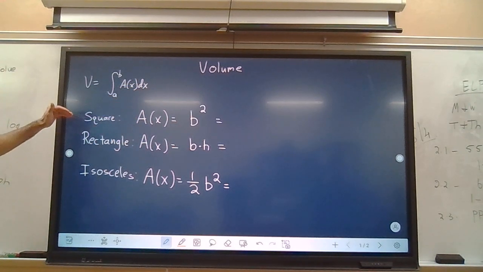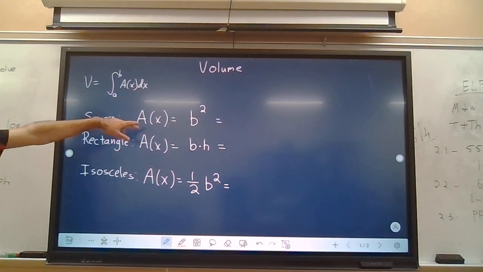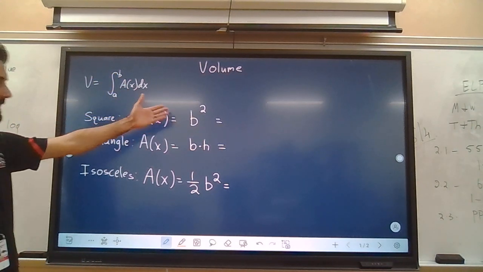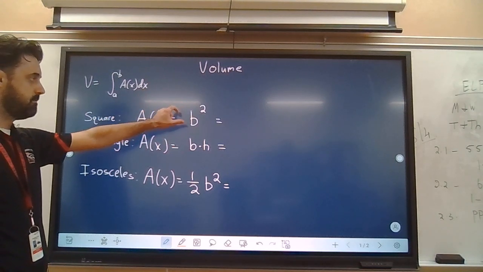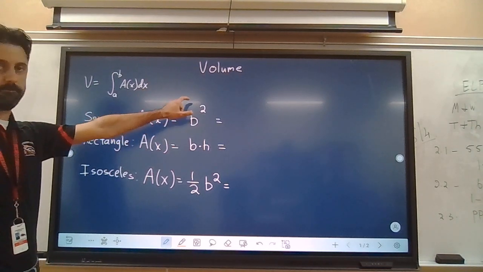So it depends on the shape of our cross section what our area formula is. But we are going to use this, again, for everything here. So for a square, remember that our area formula is length times width or base times height, but they're the same. So it ends up just equaling base squared.